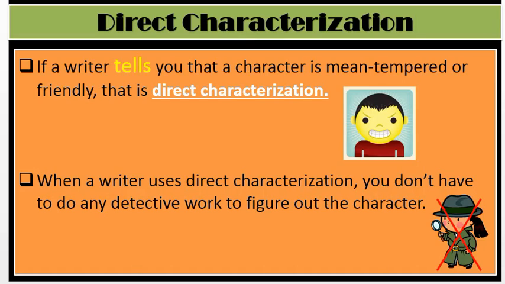In direct characterization, it's directly stated. That's why it's called direct characterization. The author is very direct with the reader, and you know exactly what that character looks like or is doing. However, with indirect characterization, you kind of have to do some guesswork.